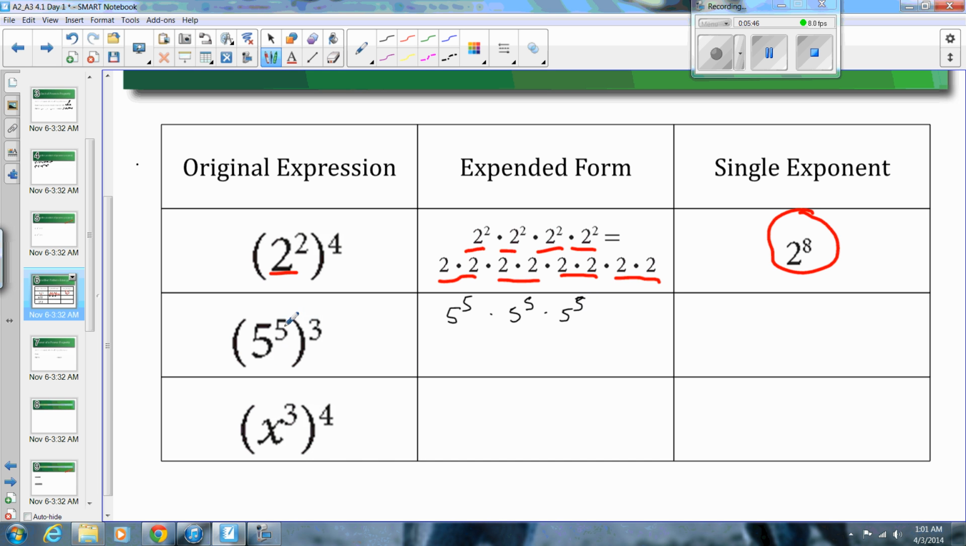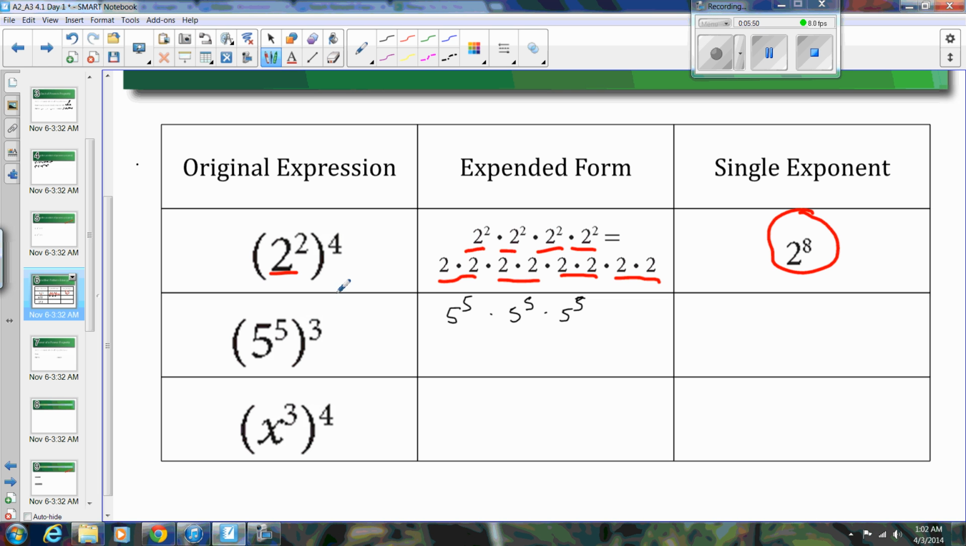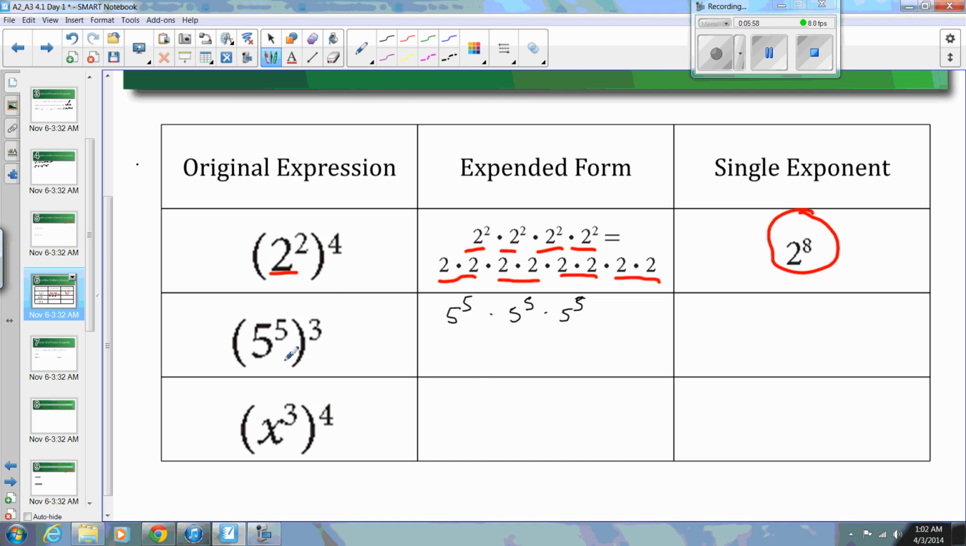When you want to describe something being raised to a power, you say whatever is inside the parentheses first, meaning I said 5 to the 5th, and then you say quantity, and whatever it is raised to. In this case, it's cubed, but you can say 5 to the 5th, quantity to the 4th power, or 5 to the 5th, quantity to the 20th power, okay? So that's what I mean when I say quantity.